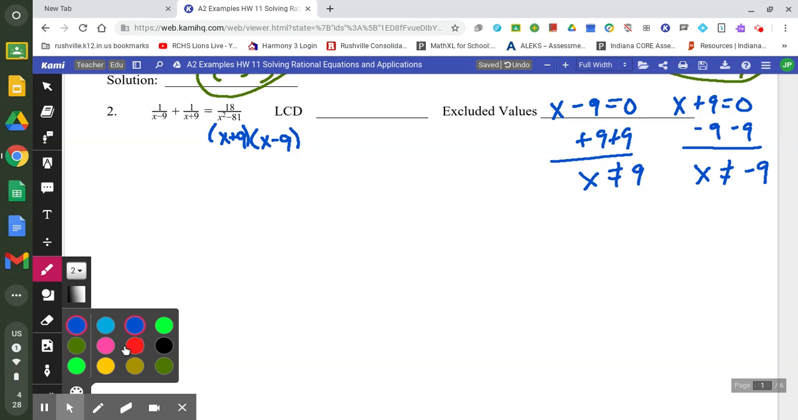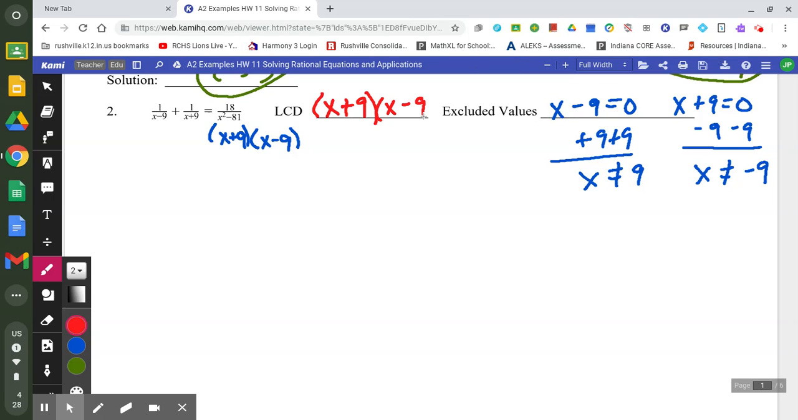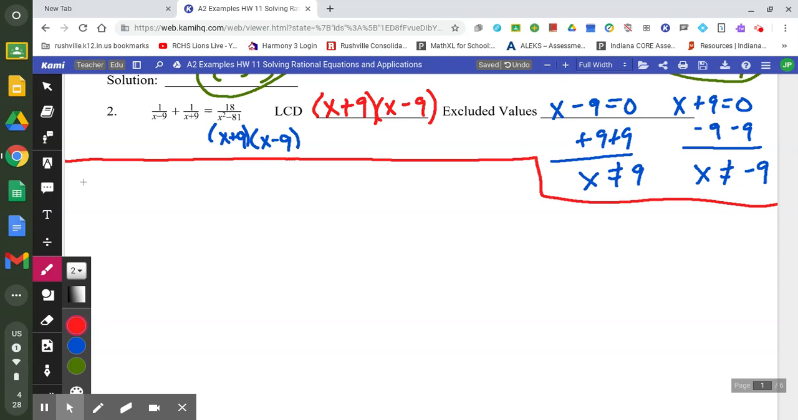And x plus 9 times x minus 9 will go into both of those. So my least common denominator is x plus 9 times x minus 9, or x minus 9 times x plus 9. It doesn't matter the order. I already have the excluded values over here. x cannot be 9 and x cannot be negative 9. So now I'm ready to set up my equation with my least common denominators. So I'm going to take x plus 9 times x minus 9 over 1.